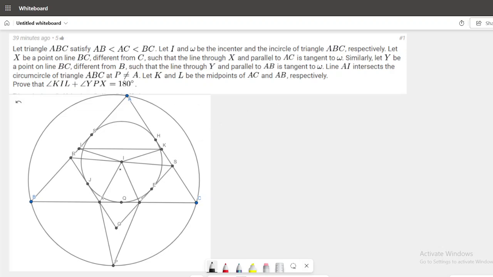And AI intersects the circumcircle of triangle ABC at P, and let K and L be midpoints of AC and AB respectively. Prove that angle KIL plus angle YPX is equal to 180 degrees.